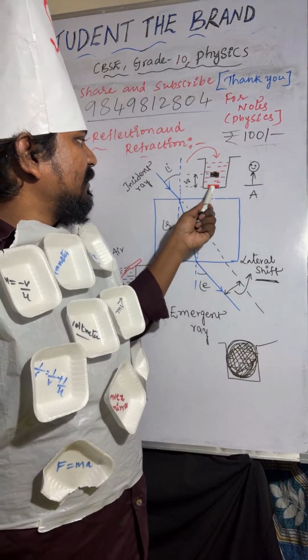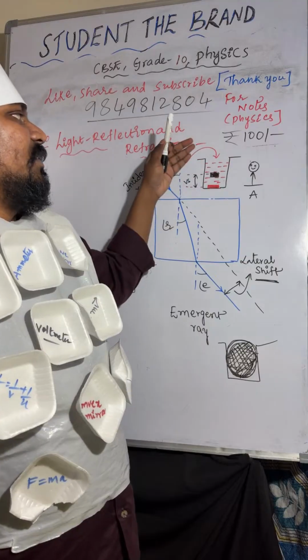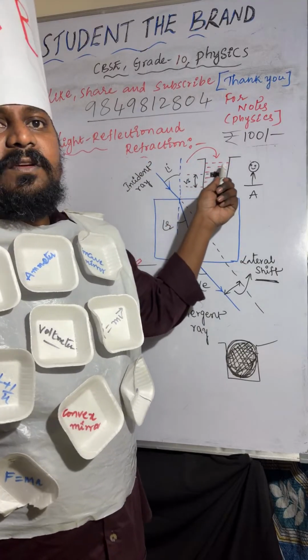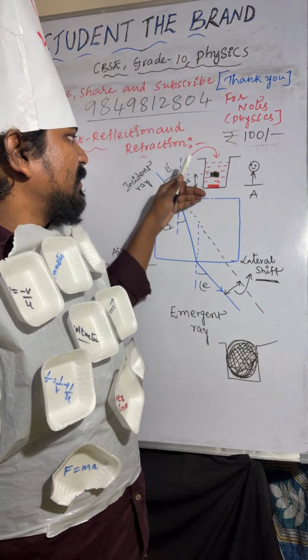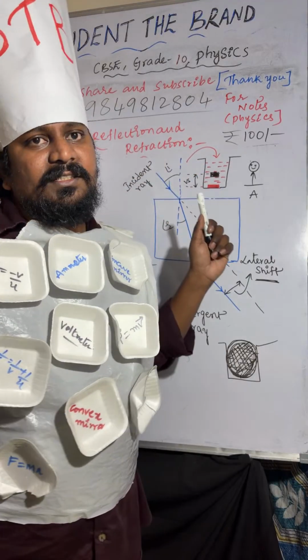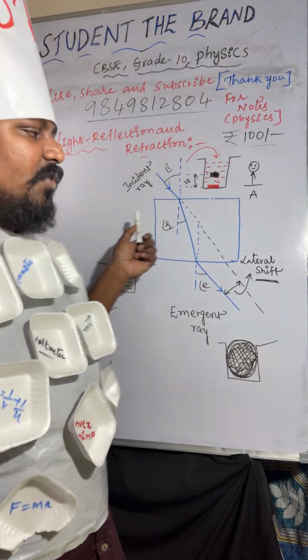So the initial position is here. Because of the refraction, the coin position appears here. The distance between the actual position and the apparent position is called vertical shift. Okay, and here one more.